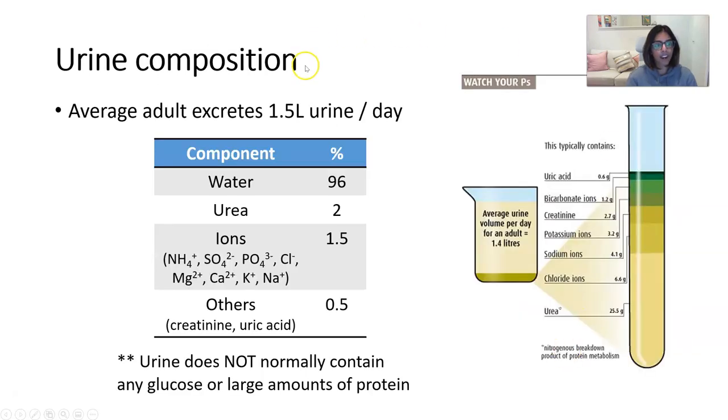Now, the average adult will excrete about 1.5 litres of urine per day, and the concentration of the urine is actually quite low in urea. Most of it is water, and a little bit of it will be ions and other things. Now, it's important to note that in a healthy human, you wouldn't have any glucose or protein in your urine, and if you did, it would be an indicator that your kidneys aren't working properly, or that you may have a disease such as type 1 or type 2 diabetes.